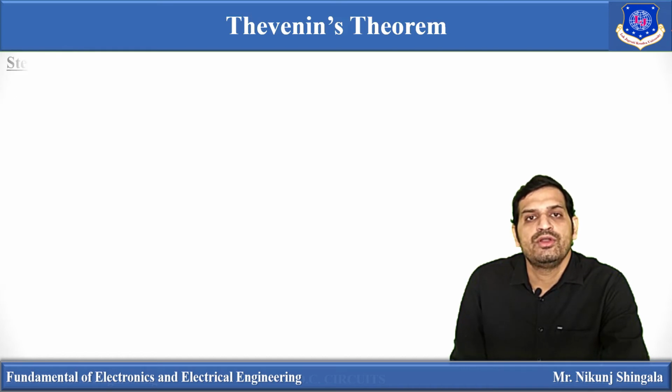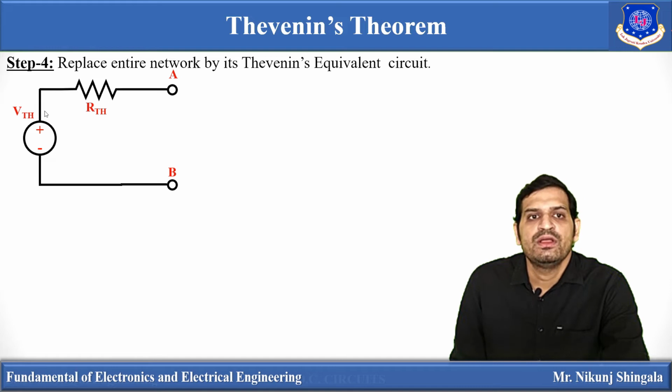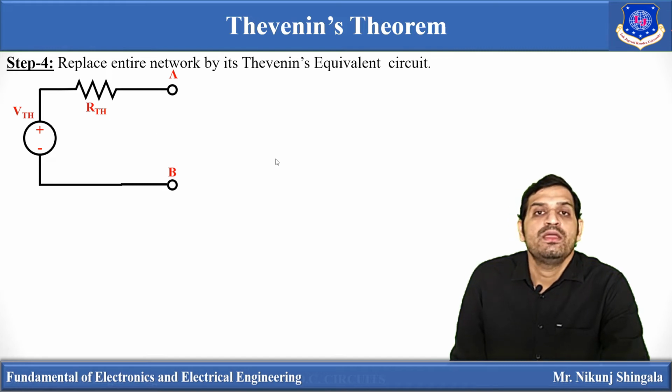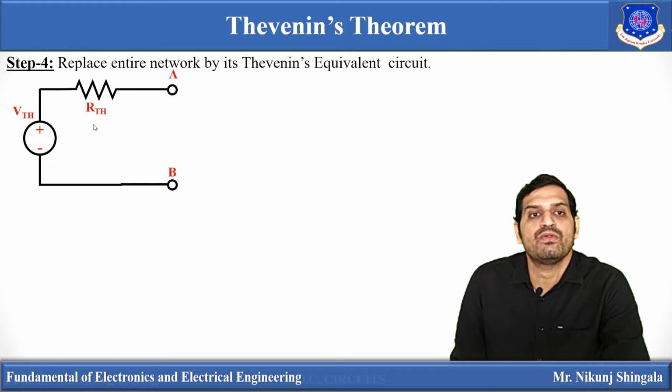Now draw the Thevenin's equivalent network. We have determined VTH and RTH, and VTH and RTH are connected in series. So this is the Thevenin's equivalent network. In some examples, you are only asked to draw the Thevenin's equivalent network. So this is nothing but the Thevenin's equivalent network.